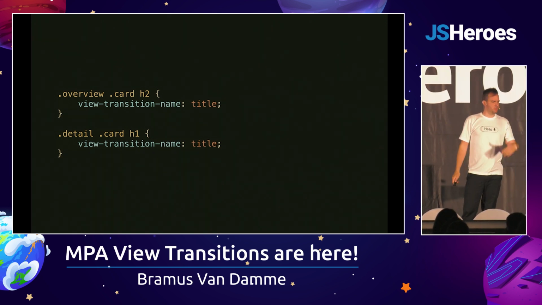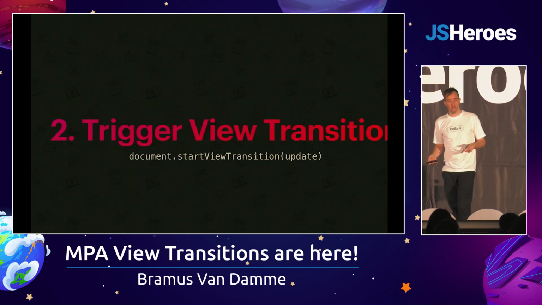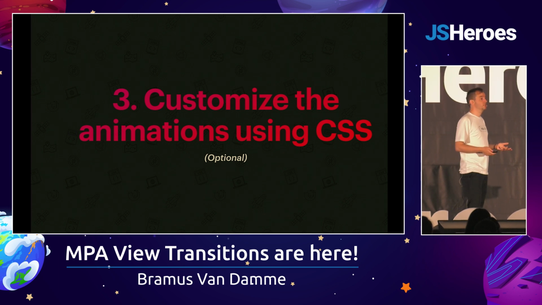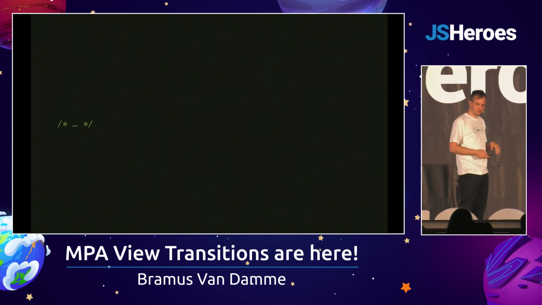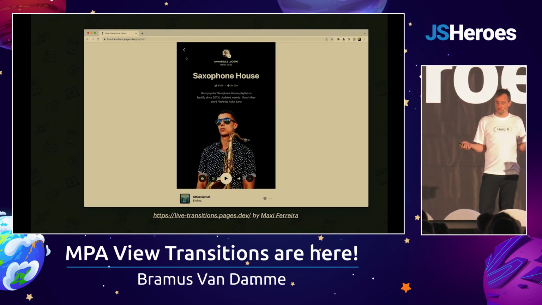So you add these, you add a bunch more. Then you trigger the view transition by calling document.startViewTransition. We've already seen that. And then you customize animations using CSS. I won't bore you with it. It's a long piece of code. And that's how you have this demo. I think that's cool.